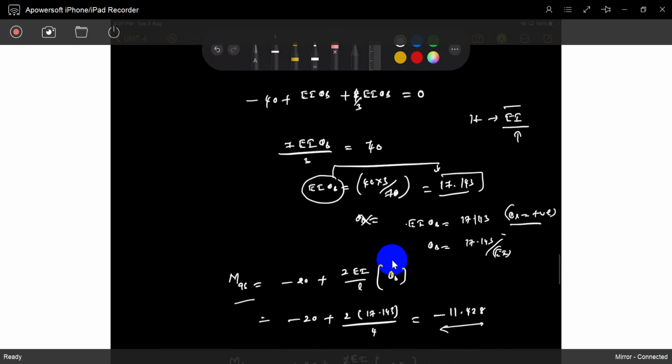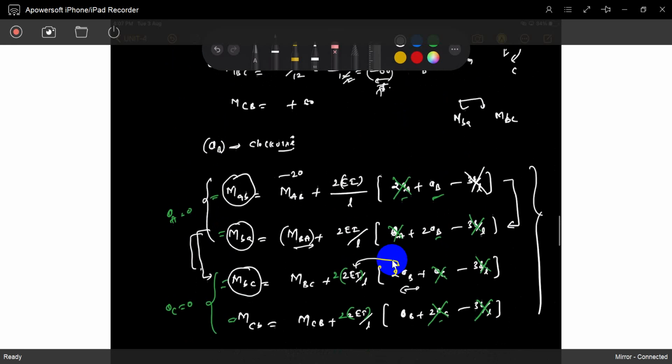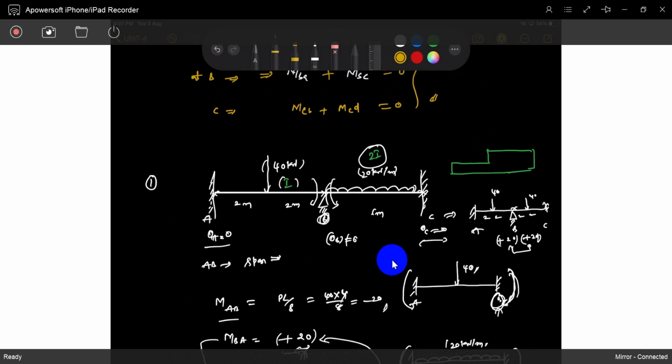So theta B is positive. If someone gives the EI value and flexibility, you can easily find out theta B. But I can say it's positive. Positive means what? It's a clockwise slope. Clockwise slope means what? How will it deflect? It will experience like this, theta B positive. Clockwise slope. That means how does it deflect? It deflects like this.